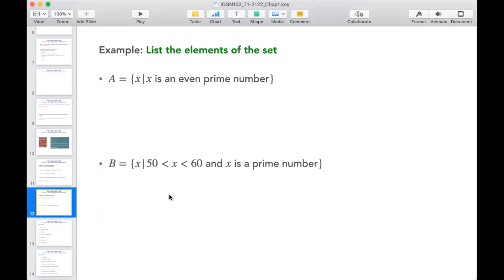On the next slide, the first one. A equals a set of x, where x is an even prime number. Even prime number. Can somebody tell me what a prime number is? What is a prime number? Can somebody tell me?